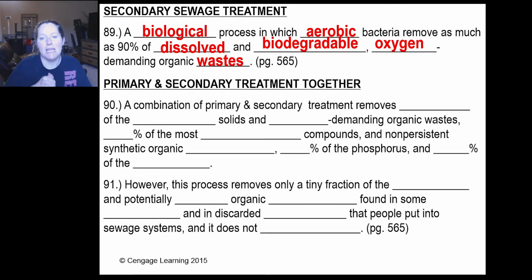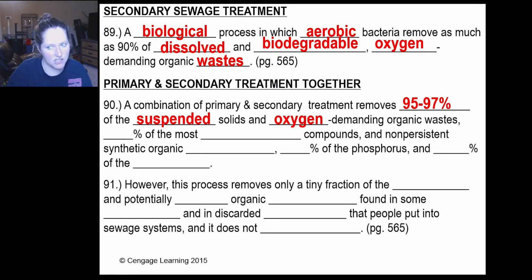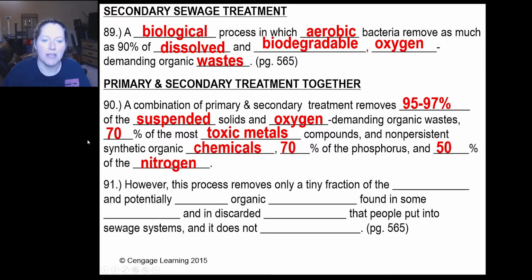Pretty cool. All right. Now, primary and secondary treatment together, a combination of these, you can see, removes basically all of those suspended solids in the water and oxygen-demanding organic waste. And you can see it removes a bunch of other stuff too. 70% of the most toxic metals. That means there's still toxic metals in it. Other bad stuff for you. And it also removes non-persistent synthetic organic chemicals, 70% of the phosphorus, and 50% of the nitrogen. That means right here, we didn't get all of the nitrogen and phosphorus.